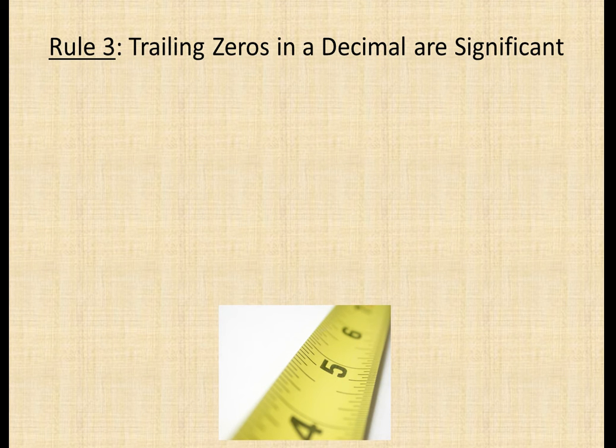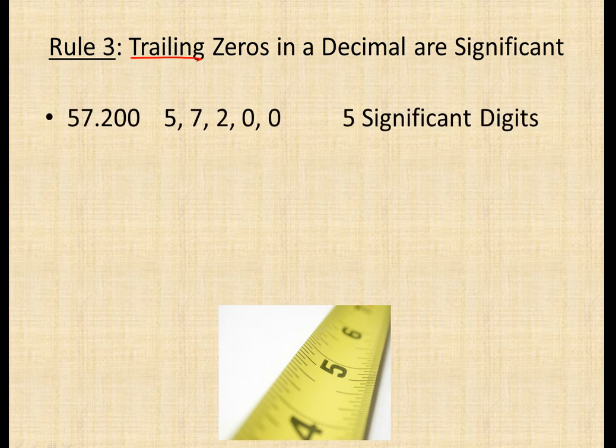The third rule says that trailing zeros in a decimal are significant. Trailing all that means is that it's coming after the decimal places. So when we look here, we have 57 and 200 thousandths. Due to rule 1, we have 5, 7, and 2, because those are non-zeros. We don't have any zeros in between these, but these zeros here are our trailing zeros, and so on our decimal, those are significant. So we have 5, 7, 2, 0, 0, and we have 5 significant digits.